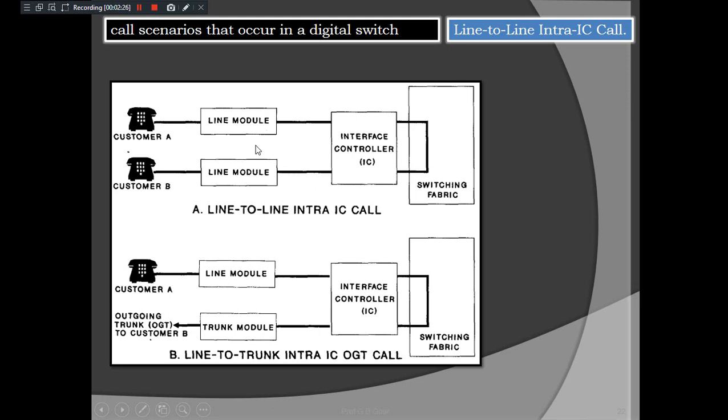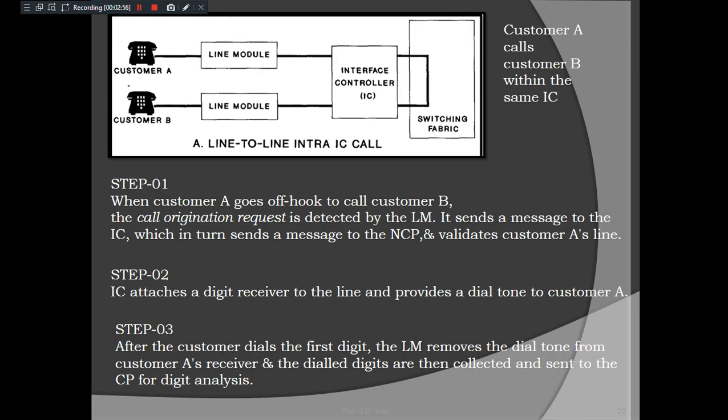Both customers have different line modules, but they share the same interface controller. That's why it is known as intra IC. Line to line, because both lines are different, but intra IC, because the interface controller is shared between the two different customers. That's why it is known as a line to line intra IC call. There are some steps I made here on how to establish the call, so we'll see them one by one.